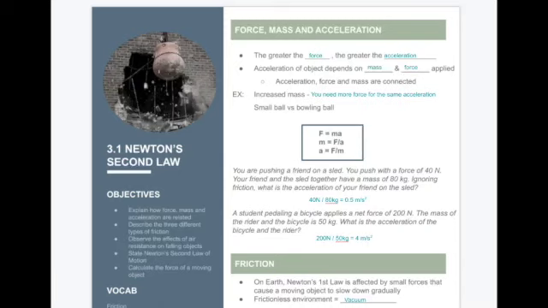These notes will be over chapter 3.1, Newton's second law. So we're going to start by talking about force, mass, and acceleration. So the greater the force on an object, the greater the acceleration of that object.